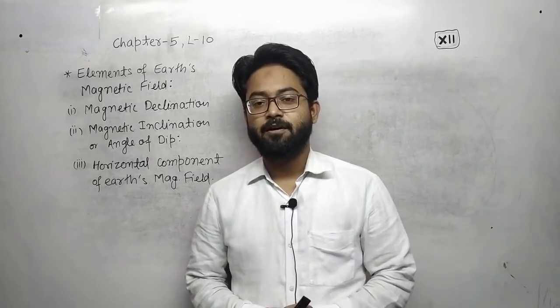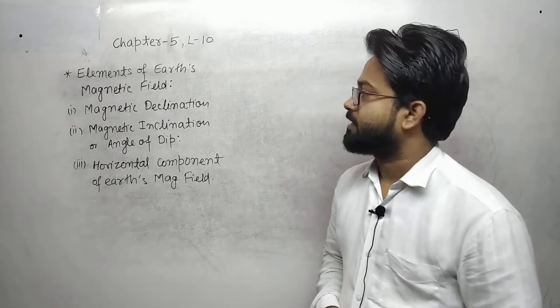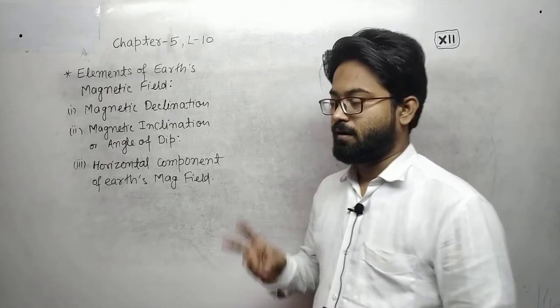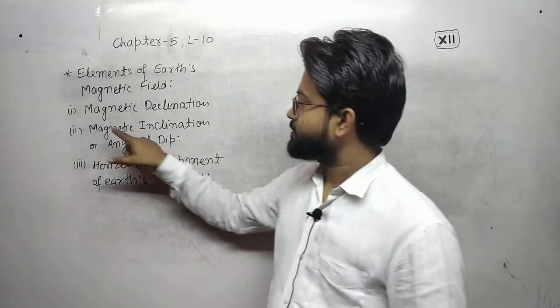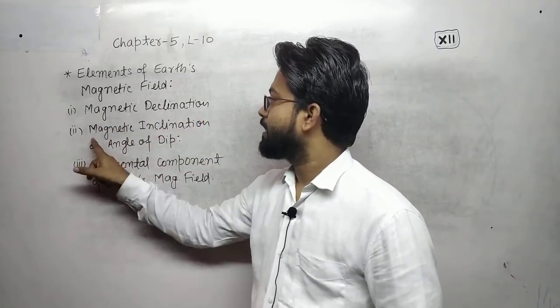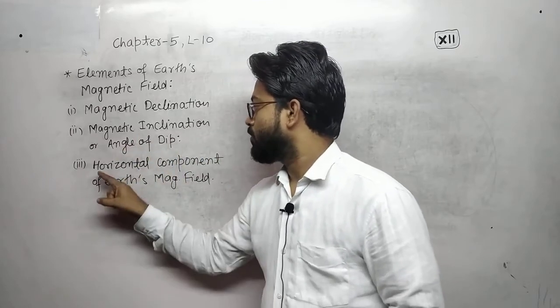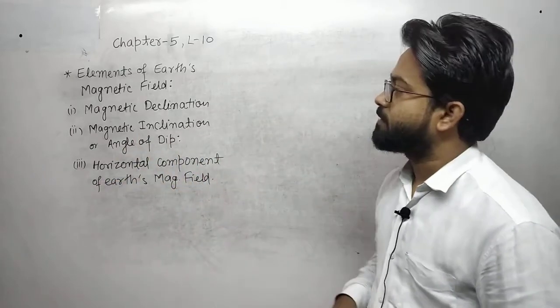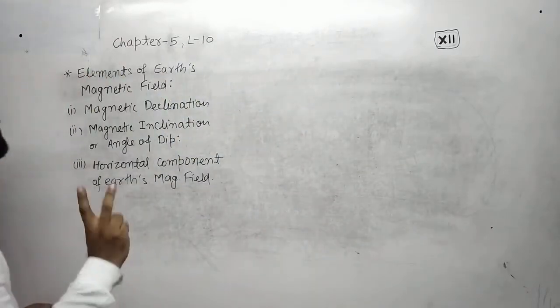Hello students, in this video we will discuss the elements of Earth's magnetic field. Earth's magnetic field has three elements: magnetic declination, magnetic inclination or angle of dip, and the horizontal component of Earth's magnetic field. There are three elements of Earth's magnetic field.